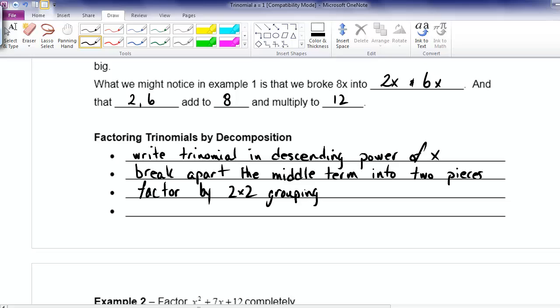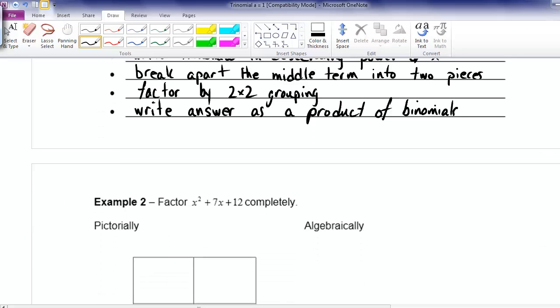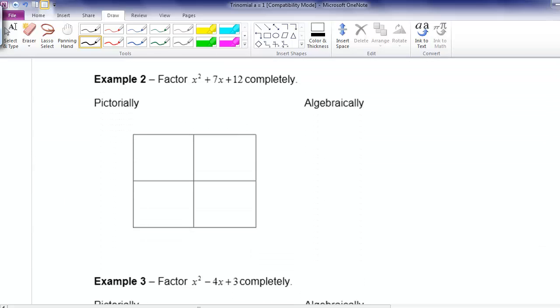And the last thing that's always going to happen is we're going to write our answer, so the factors. We're going to write the answer as a product of binomials. So here's how we factor trinomials. A little bit tricky, but very, very, very important.